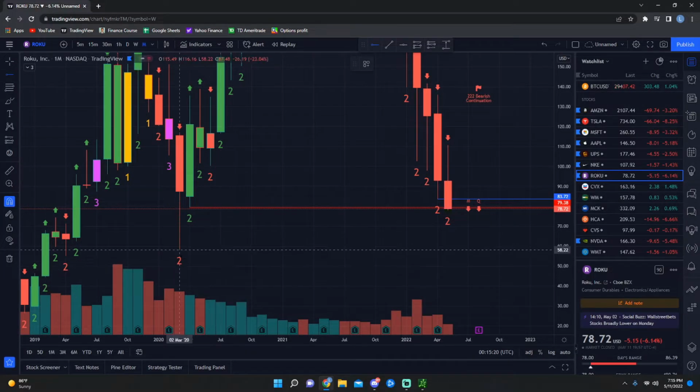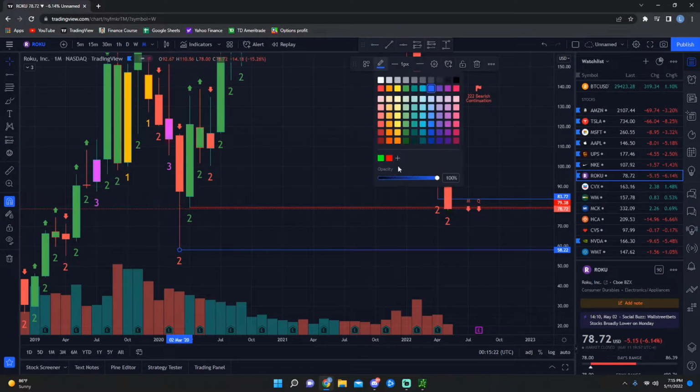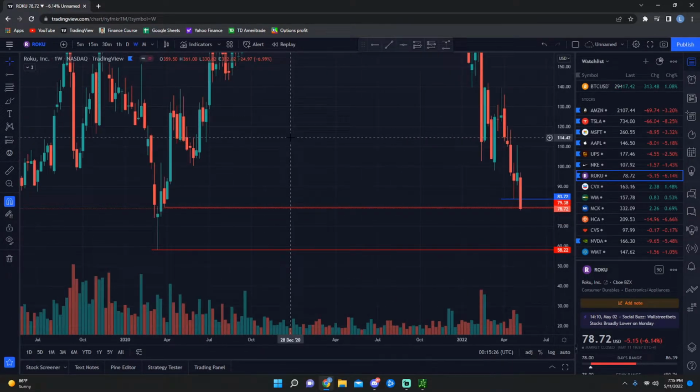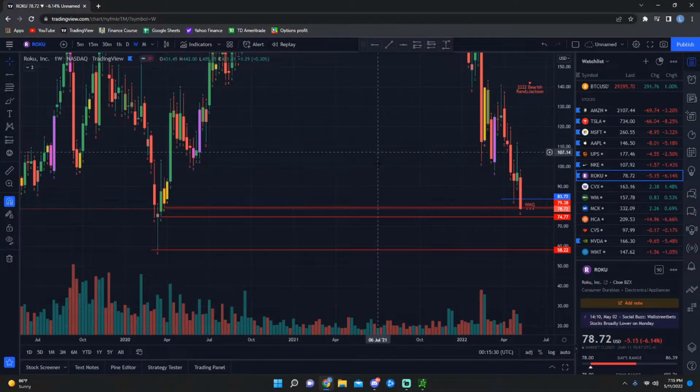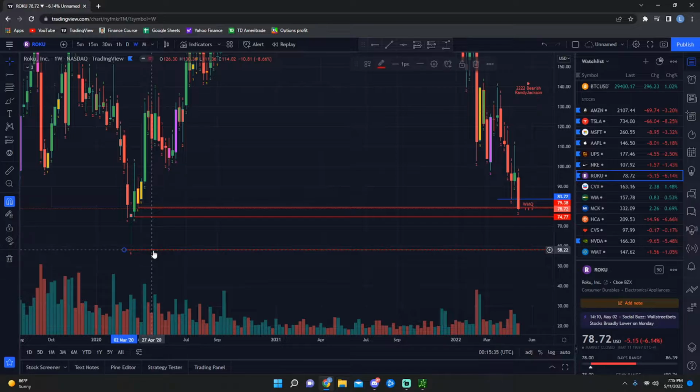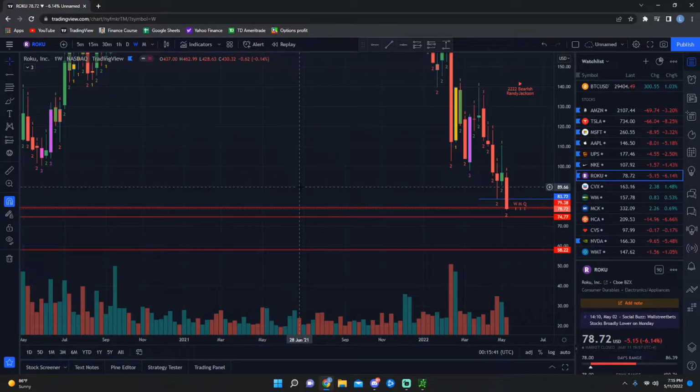Personally, because it is so far away, this is a point where I would go down to a weekly and see here. This would be my next target. That way it's not as far, because chances of this hitting in one day or even a week are very, very low, because that's a really far down target.